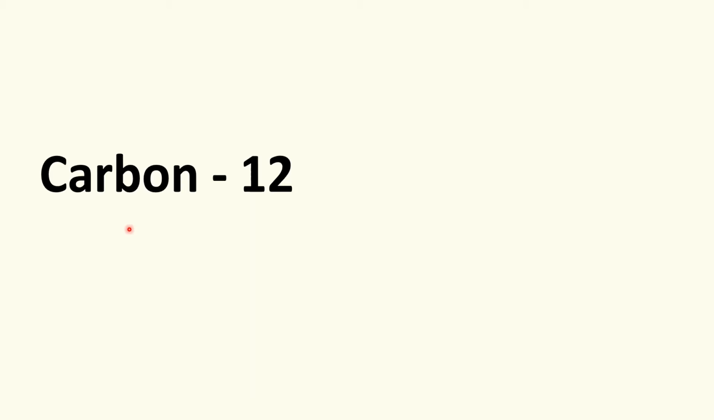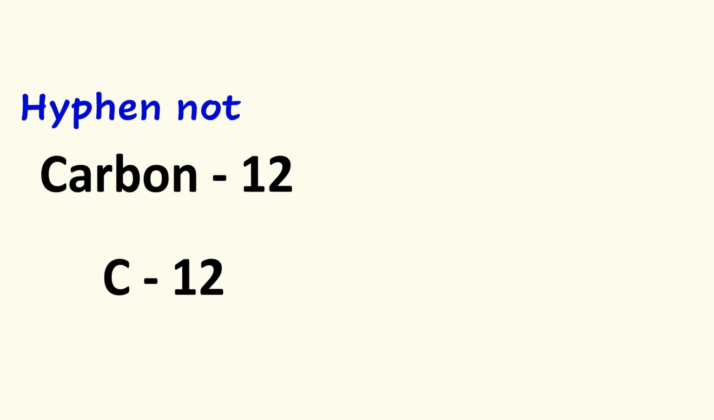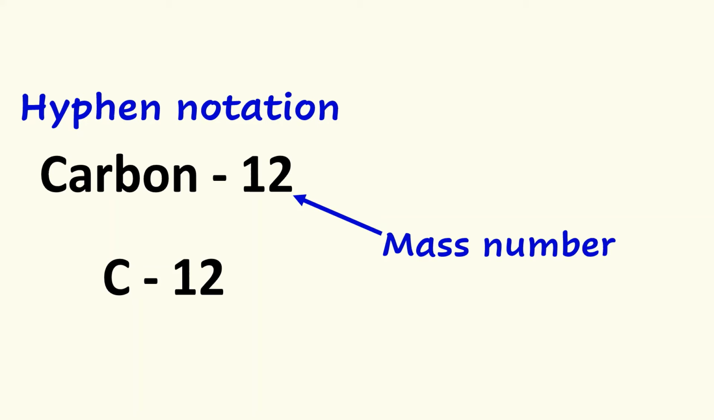You can see that we have the name of an element, there's a hyphen, and then there's a number. We can also write this with the symbol of the element, a hyphen, and a number. And we call this the hyphen notation. Now, in this hyphen notation, the number that comes after the element's name or the element's symbol is the mass number.